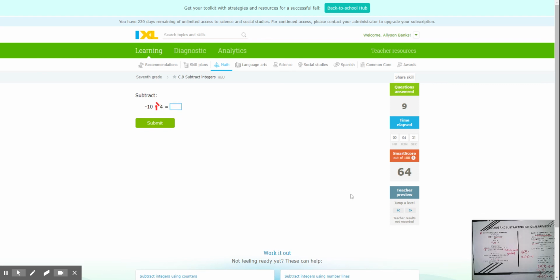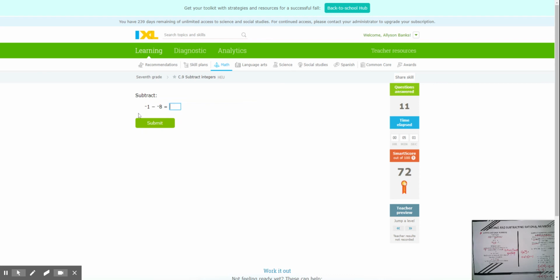Hope you said negative 14, because they are the same sign, so you add and keep the sign. All right, the next one we do change. So we have negative 2 plus positive 6. So we have different signs. So we subtract, and 6 minus 2 is 4, and because 6 has the greater absolute value, it is going to be positive 4.